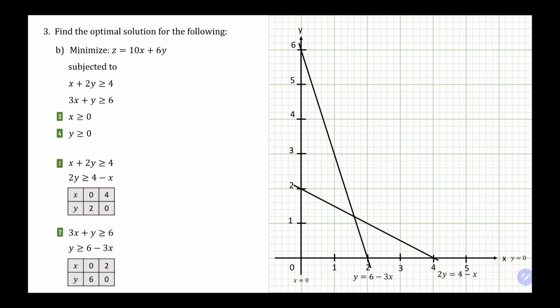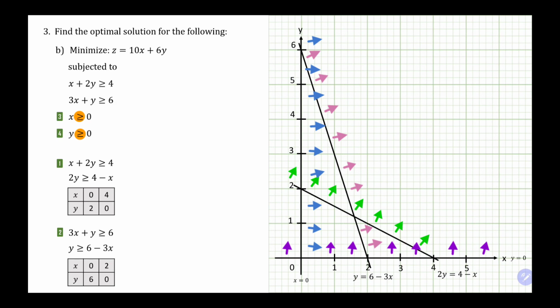Then, we determine the region. First line, y greater than. Next line, we have y greater than or equal. Then, we have x and y greater than or equals to 0. The feasible region is here.